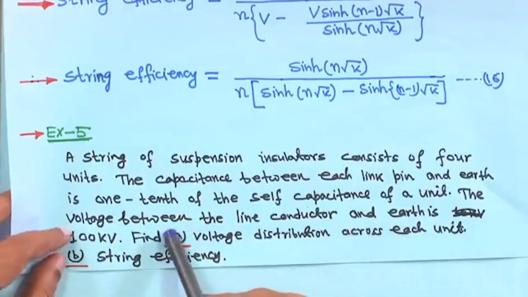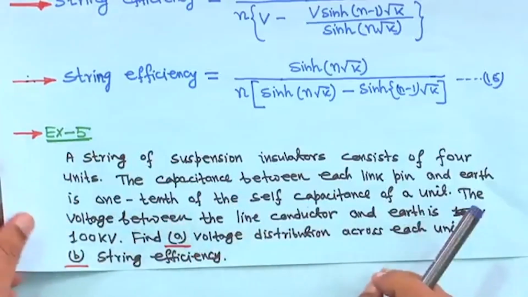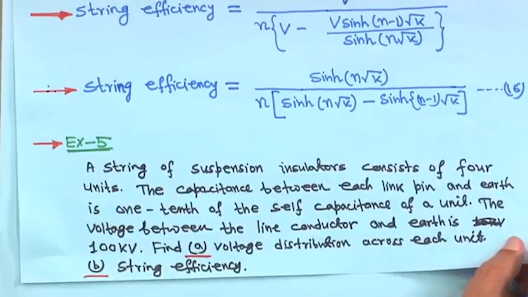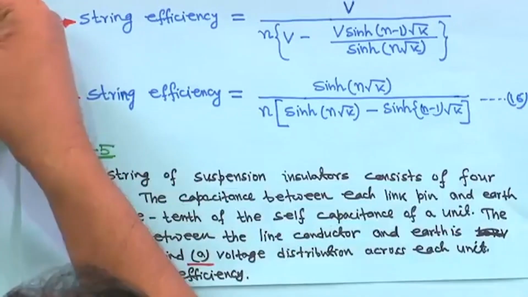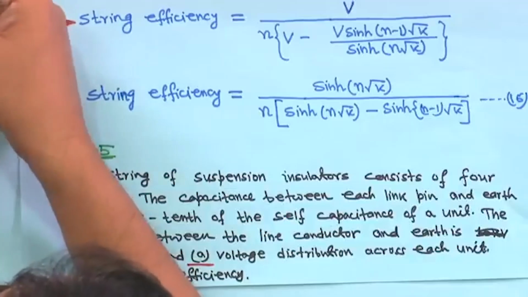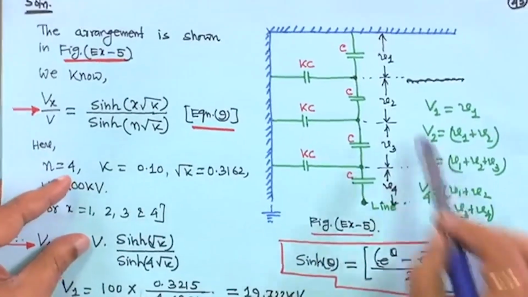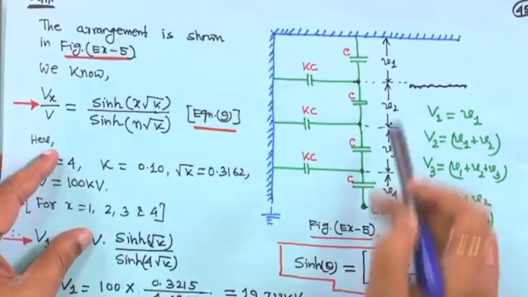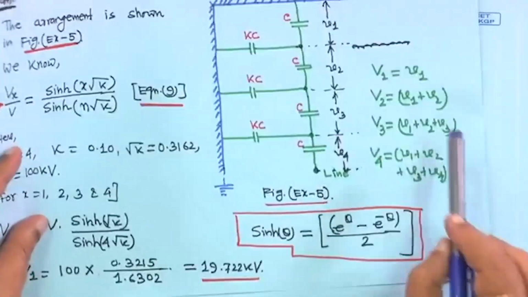It is given that the voltage between the line conductor and the earth, that means the total voltage. You have to find out two things: the voltage distribution across each unit and the string efficiency. Now, this is the circuit diagram with V1, V2, V3, V4, and because 4 units are there, 1, 2, 3, 4, then you have Kc, Kc, Kc.